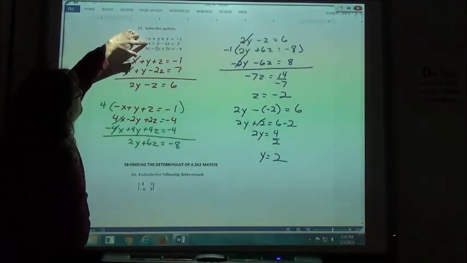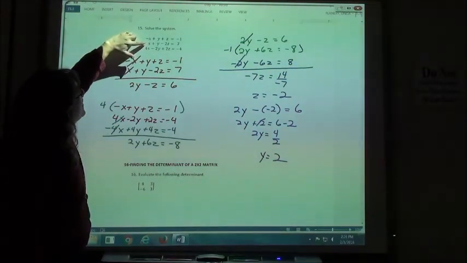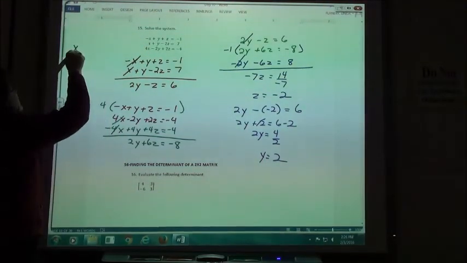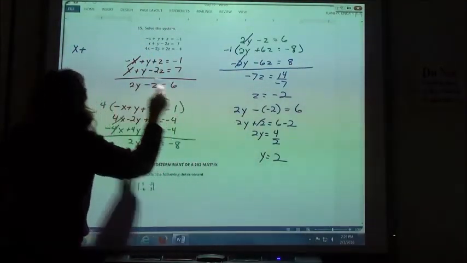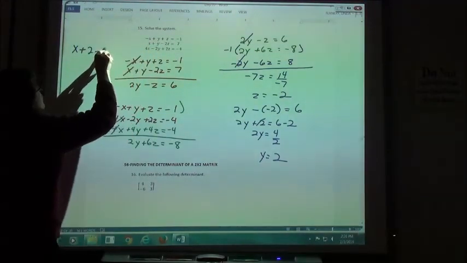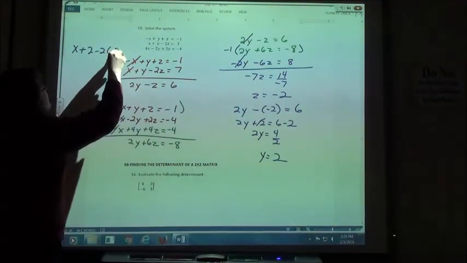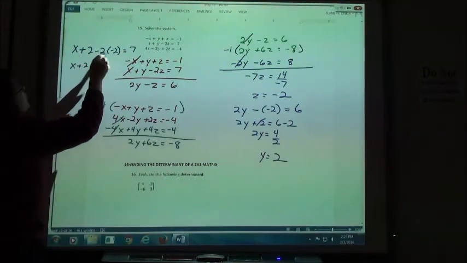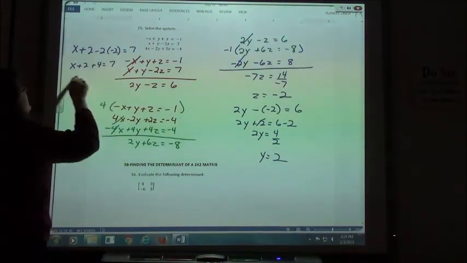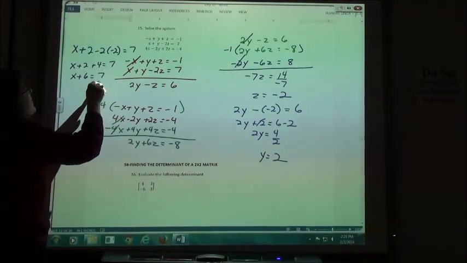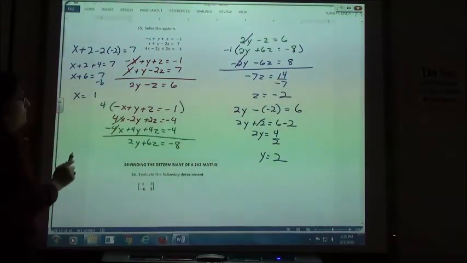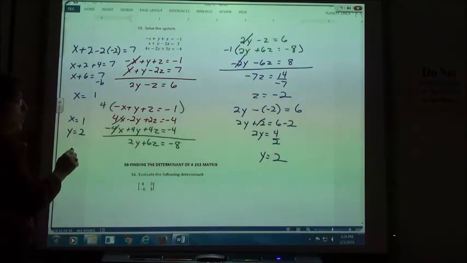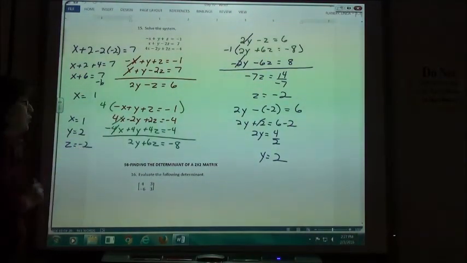Again, looking at this, the middle one to me looks a little easier since I just have the plain x there. I'm going to use my middle equation and say that x plus my y value, which is 2, minus 2 times my z value, which is negative 2, should equal 7. So x plus 2 plus 4 equals 7. X plus 6 equals 7. If I subtract my 6, x equals 1. So I got answers of x equals 1, y equals 2, and z equals negative 2.